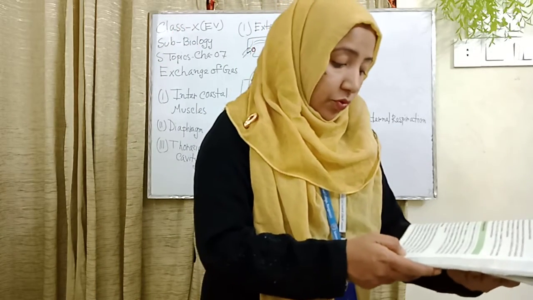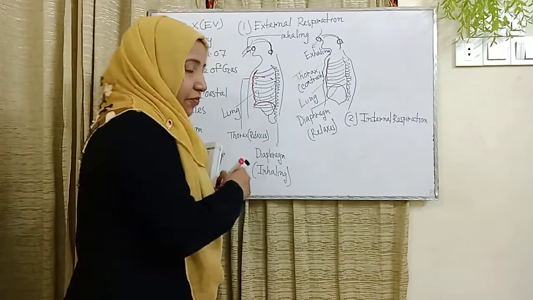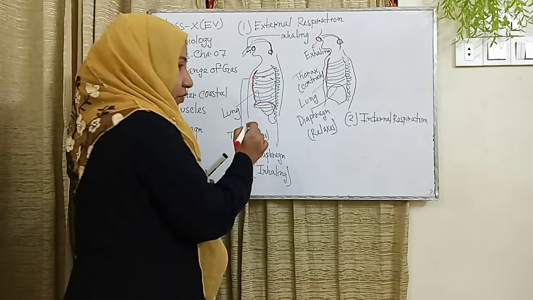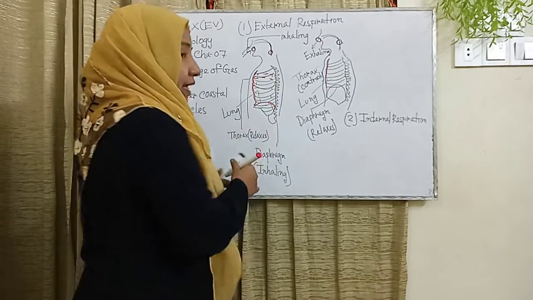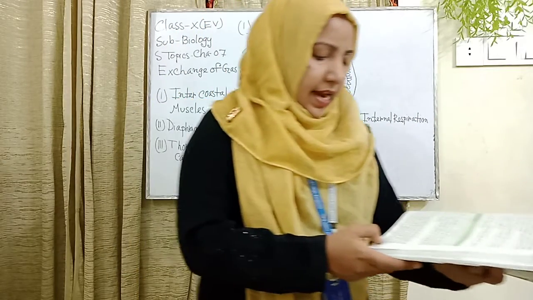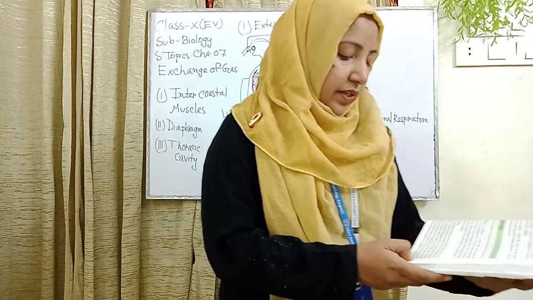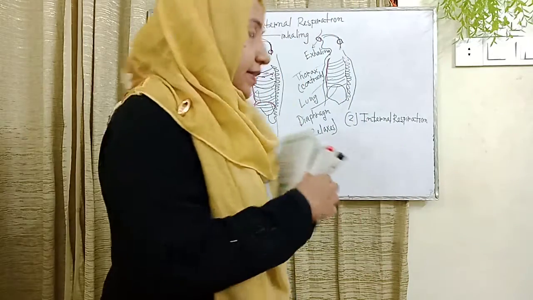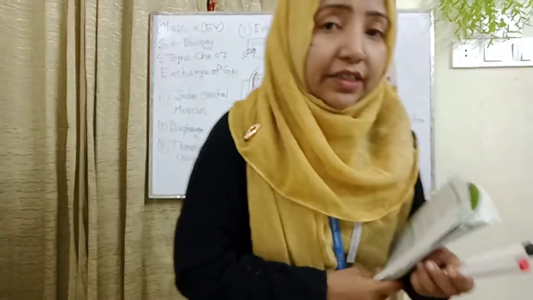The diaphragm goes downwards and the thoracic cavity expands. When the diaphragm goes down, this structure goes down, and the thoracic cavity expands. The volume of the thoracic cavity increases and the air pressure decreases.